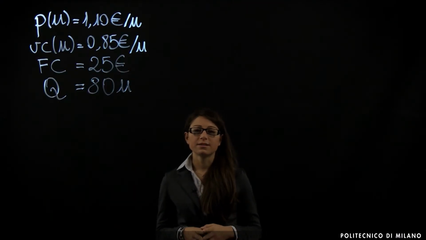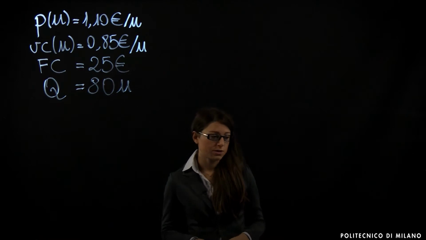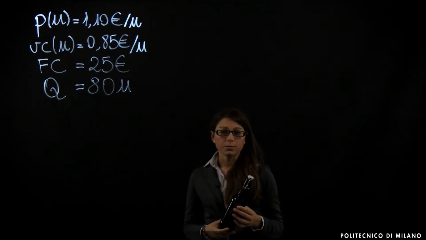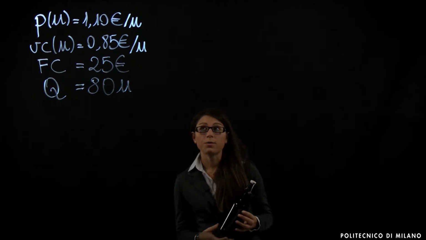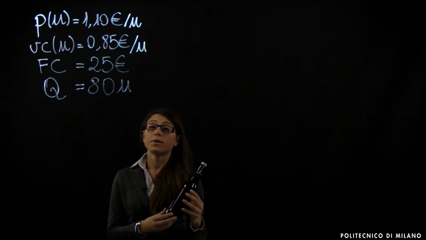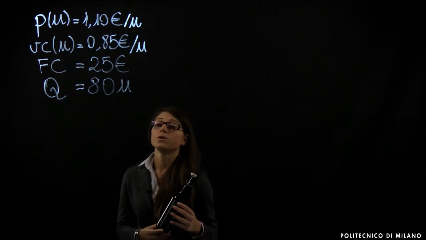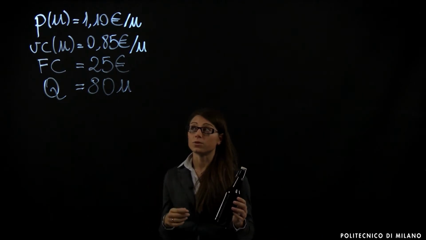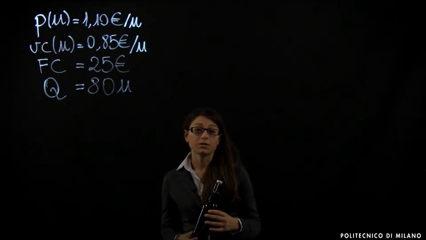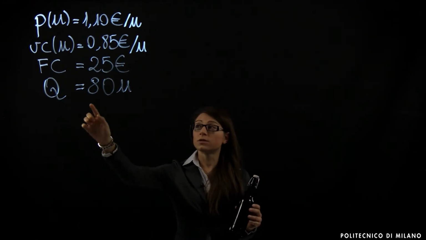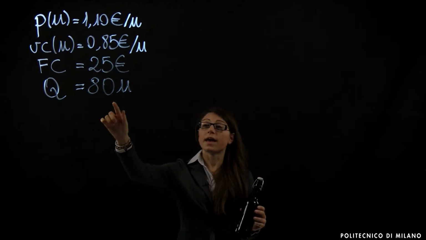In this class we will discuss an exercise on the contribution margin. We have this data. We know that a brewery company produces this type of beer, and the unitary selling price for this beer is 1.10 euros per unit. The variable cost to realize this beer is 0.85 euros. The fixed costs to realize the overall production are 25 euros, and the quantity that is produced and sold is 80 units.